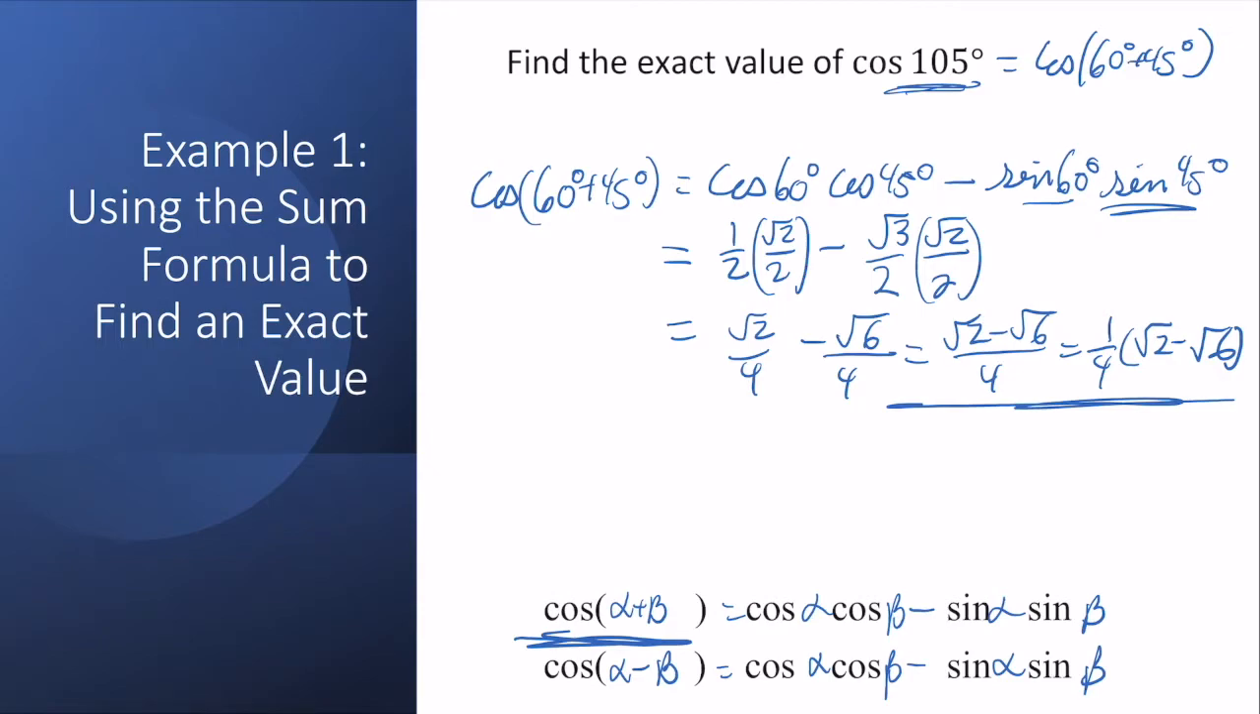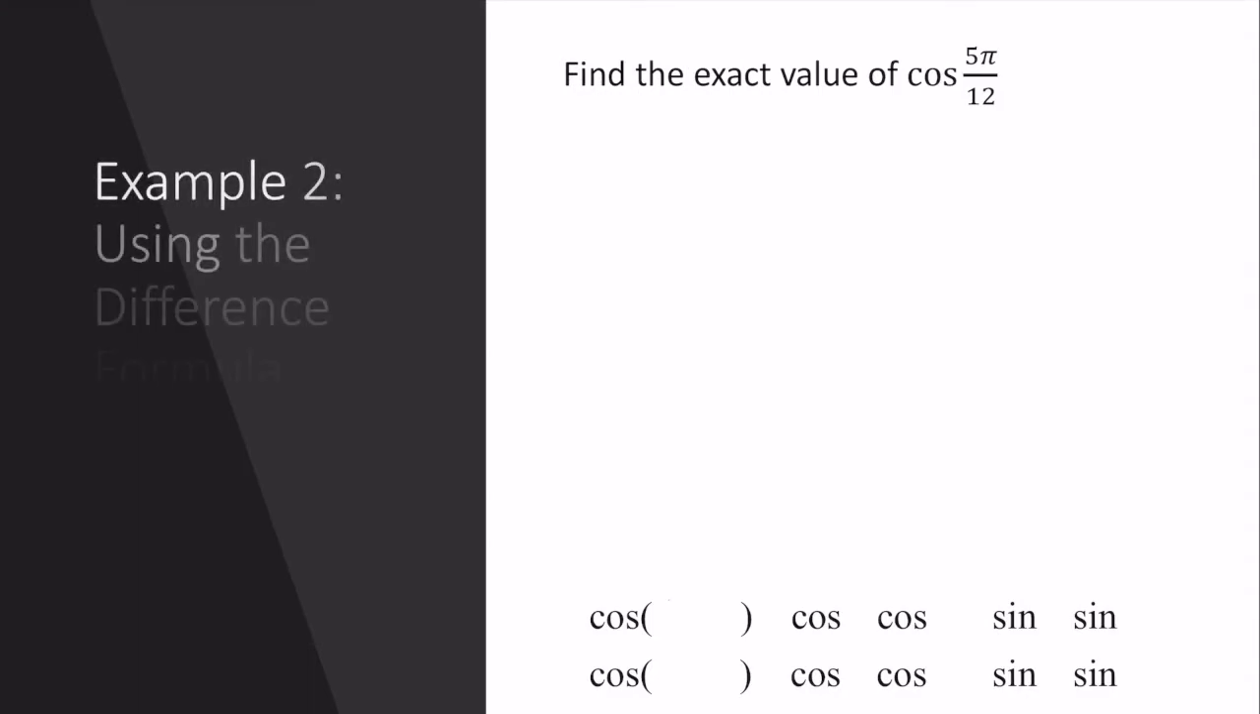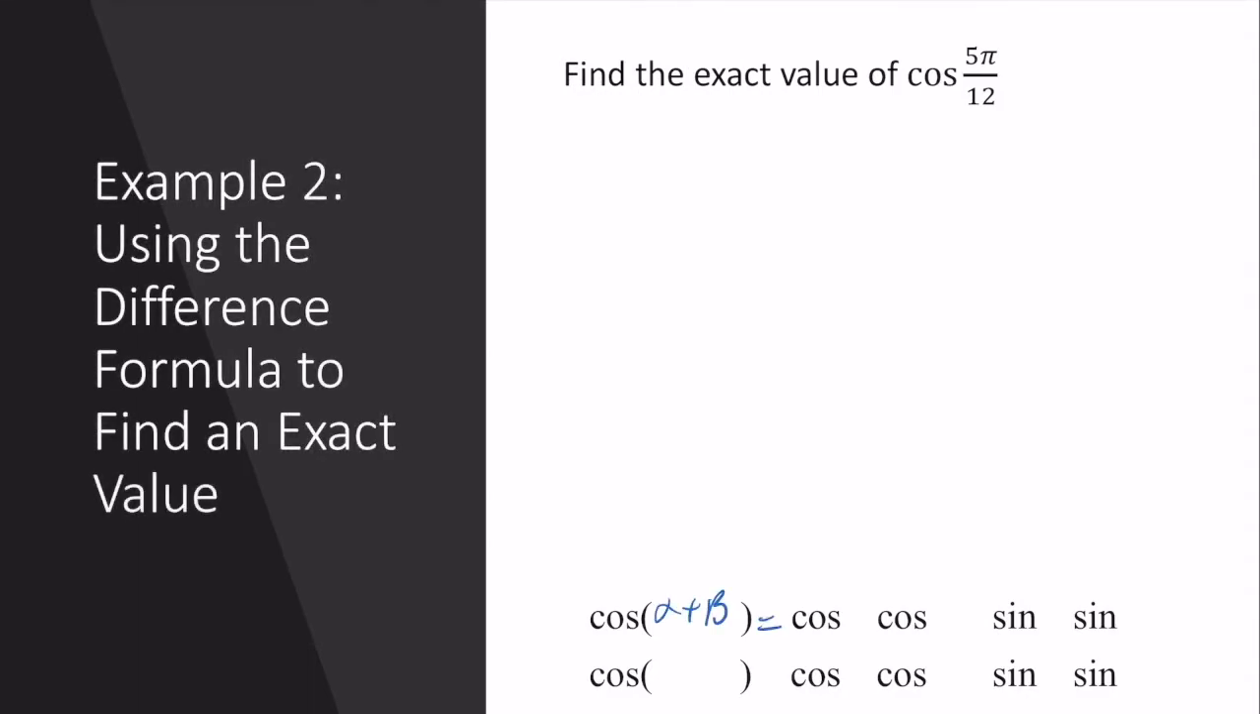Let's work through another example. So I have to find the exact value of cosine of 5 pi over 12. Let me tell you the trick I did when I started working through all these problems.